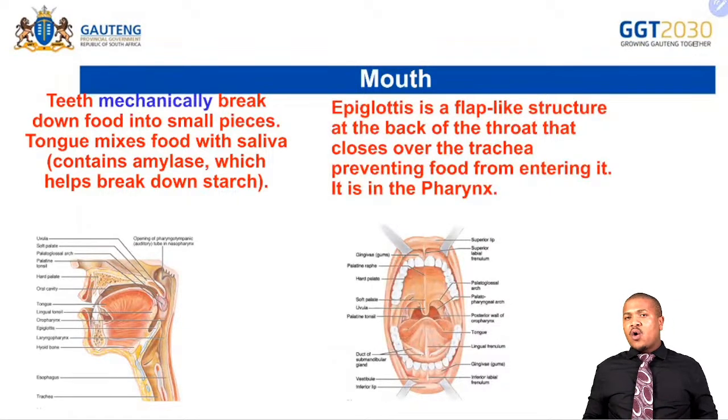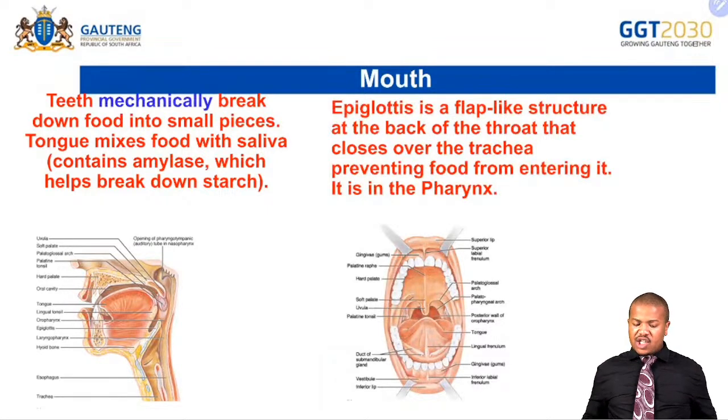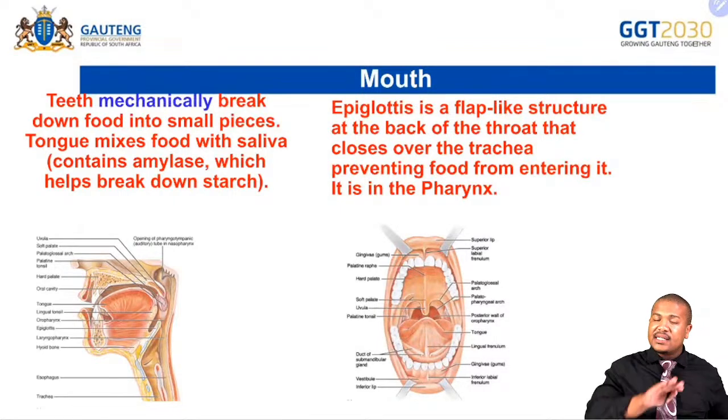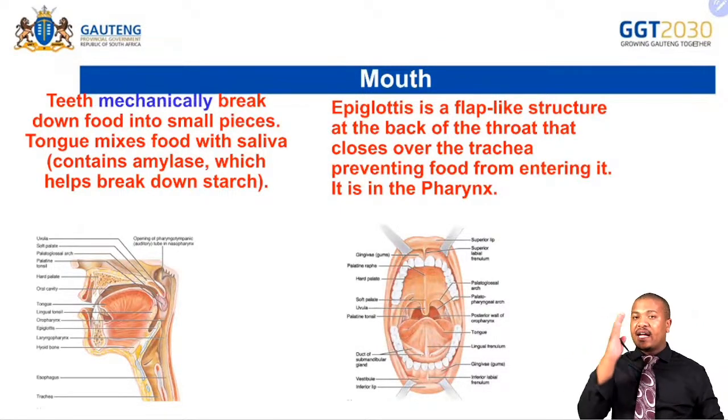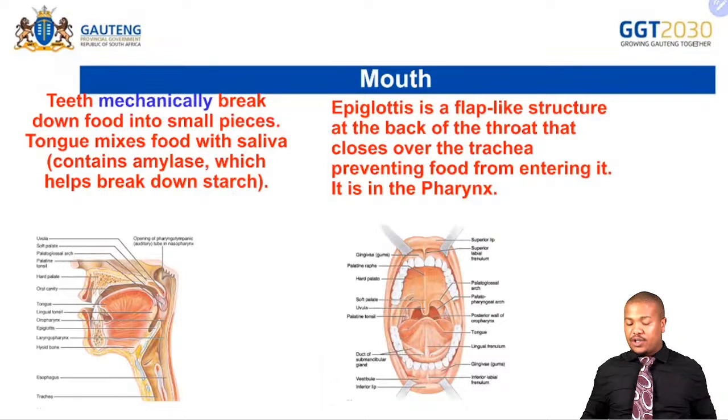So what happens there? When you bite, your incisors are helping you to be able to bite the food, right? The canines are able to help you to tear down the food, right? The molars, you use them as you chew the food. Are we together? So the teeth mechanically break down food into small pieces. And inside the mouth, we also have the tongue, right? The tongue also mixes what? The food with the saliva, which contains amylase, to be able to help to break down starch, right?